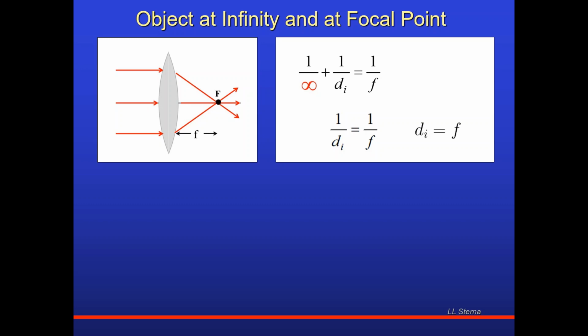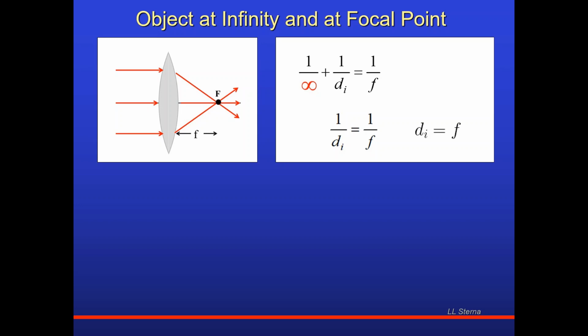So what does it mean? It means if the object is infinitely far away, it will form an image at a distance di equals f from the lens. That's exactly what we see in the picture. Parallel rays, which would mean an object very far away, go through the lens, form an image of the point at the focal point, distance f from the lens. So di would equal f.